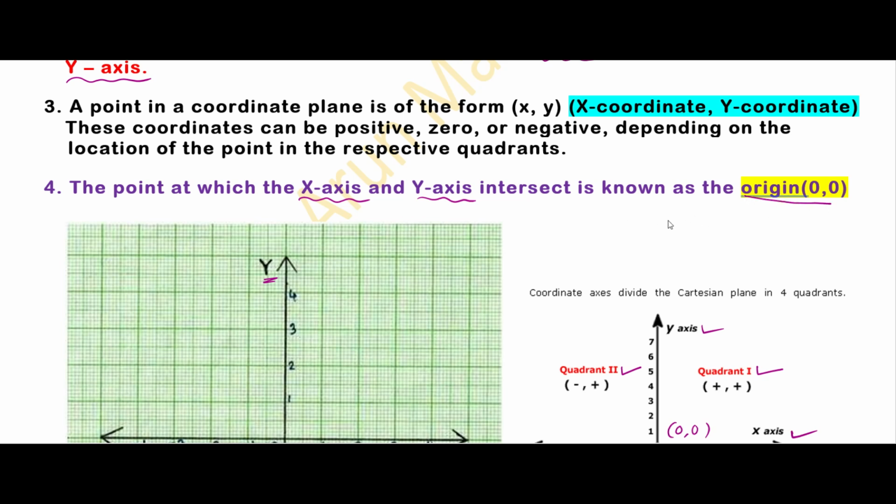Important MCQ question: what is the coordinate of the origin? That is 0, 0. The coordinates of the origin are 0, 0. This has been asked many times in the board exam.